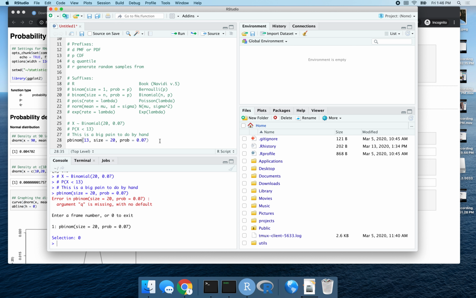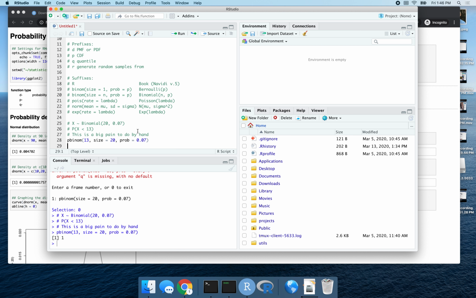Probability that x is less than 13. Run this line. It's 1. Okay. If we change this probability, we can change this up. So instead of 0.07, we'll say 0.7. Probability that x is less than 13. Okay, so this is something completely different. We didn't have to do a bunch of calculations. We just changed the parameter here and we got the right answer.